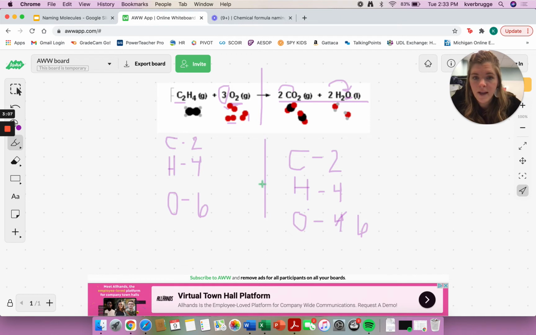Our goal of balancing is to make sure that we have the same amount of products as we have of reactants. We learned first semester about the conservation of mass. Does anybody remember what the conservation of mass states? It states that mass cannot be created or destroyed, so we can't just make elements out of nothing, and we can't make them disappear. So we need to start with the same amount of atoms as we end with.